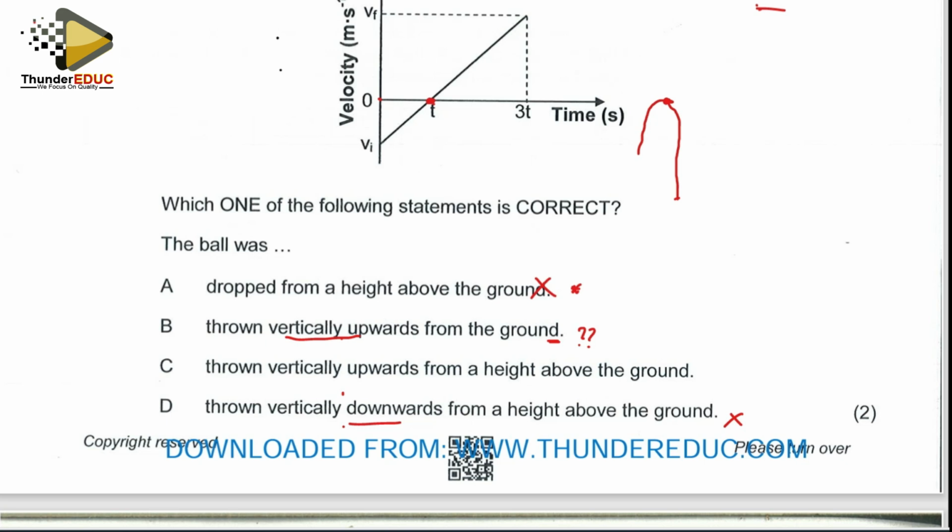We are left with just B and C. But now, since we are having issues with B, I'll choose option C to be the reasonable option there.